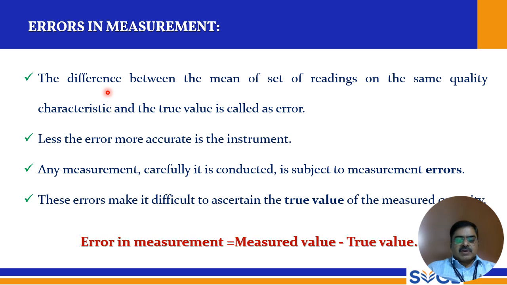Already we have seen what is error in our first session. The difference between the mean of a set of readings on the same quality characteristic and the true value is called error. So in a nutshell, it is defined as measured value minus true value. Less the error, more accurate is the instrument. Any measurement, however carefully conducted, is subject to measurement errors. Therefore, errors make it difficult to ascertain the true value of the measured quantity. Error is uncertainty. So uncertainty in the measurement is known as error.